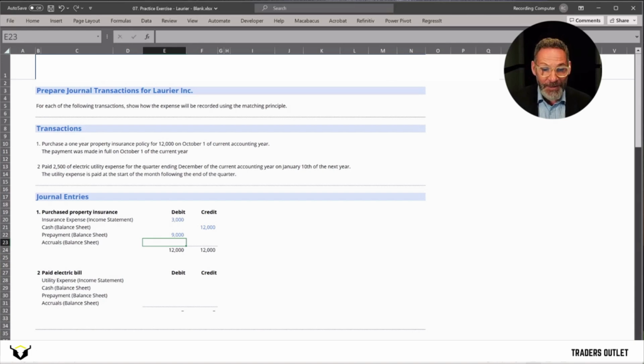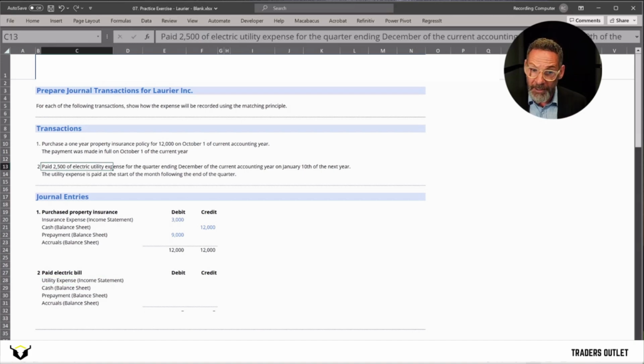Okay, now what we're going to do is a utility expense. Here we paid $2,500 of electric utility expense for the quarter ending December, but we paid just after the year end on January 10th. Typically, the utility expense is paid at the start of the month following the end of the quarter. So here we have an expense relating to the current year, but we haven't paid any cash.